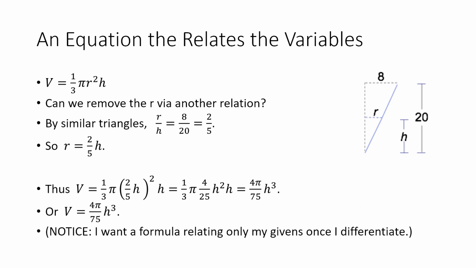When you're doing one of these problems, you want a formula relating only my givens, or only the givens in the problem, after I differentiate. So if you do the implicit differentiation and you've got extra variables floating around, you need to look for another formula or another relationship to plug into your formula to simplify the problem.